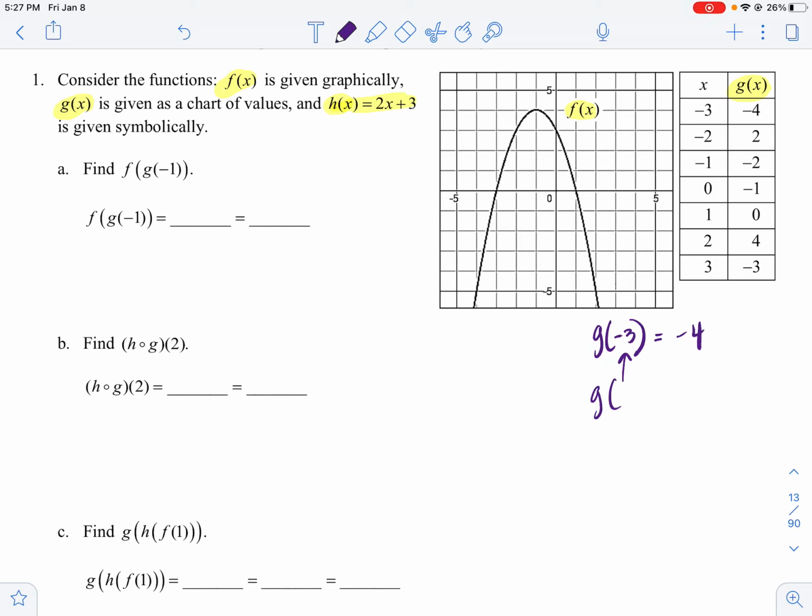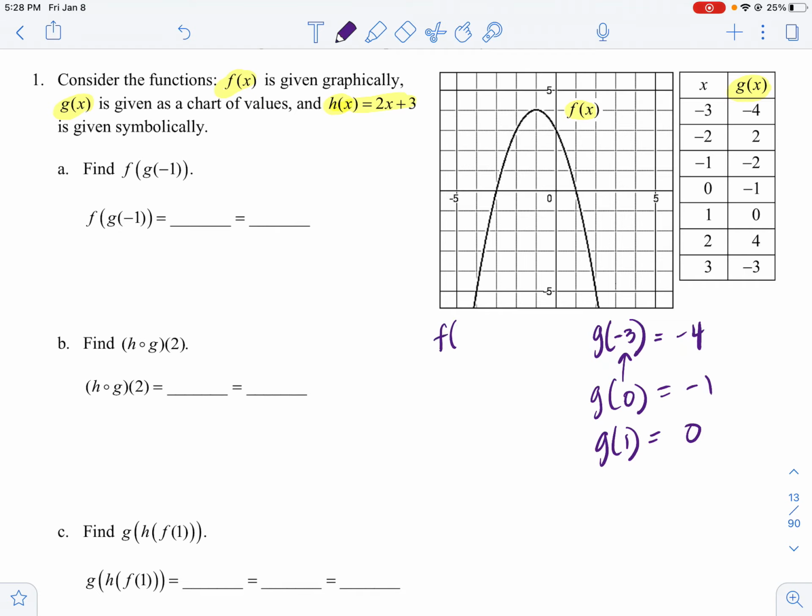When I say g of 0, it's simply negative 1, because in the function g, if the x is 0, the y is negative 1. G of 1, meaning in the function g, if the x is 1, what's the y? 0. As easy as that. Now, what if we have it in f?